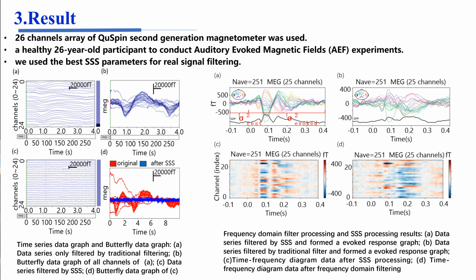We use the optimized SSS to filter the auditory signal. It is found that the induced response of the signal is more obvious after spatial noise reduction. The vibration of the signal is basically eliminated. The signal-to-noise ratio of the signal is improved.